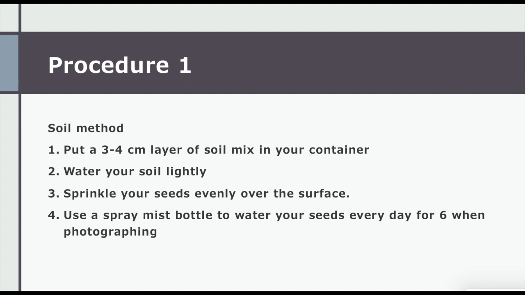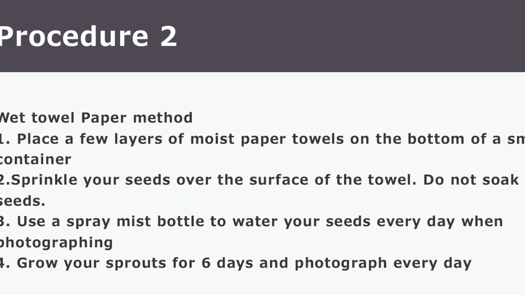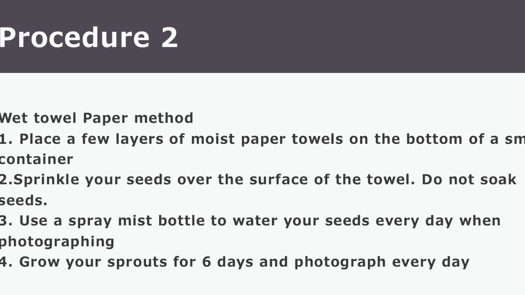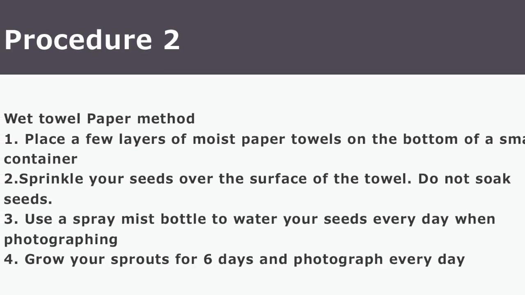For the soil method, place 3 to 4 centimeters of soil in the bottom of the container. Water the soil lightly and sprinkle seeds evenly over the surface. Use a spray mist bottle to water the seeds every day for 6 days. When watering, photograph.